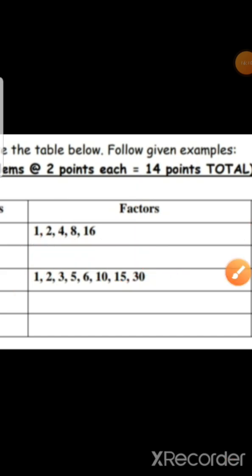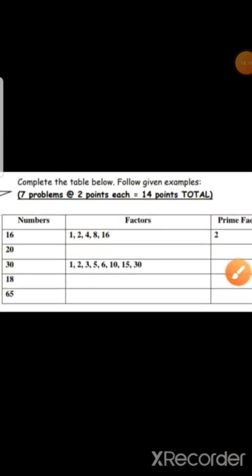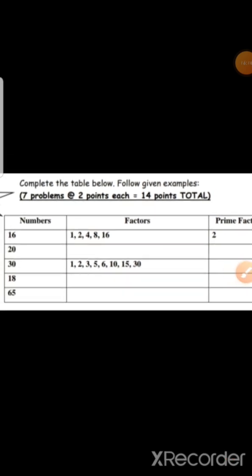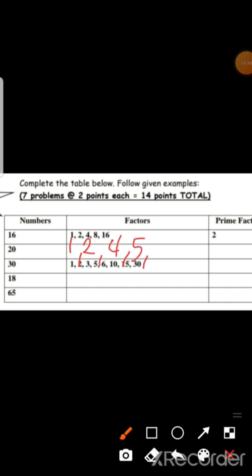All right? So that is what we need to do. Go ahead and make sure that you list your answers. All right? In this case, it was 1, 2, 4, 5, 10, 20. But the prime factors here were 2 and 5. Okay? Complete the rest. Okay, boys and girls? Good job.